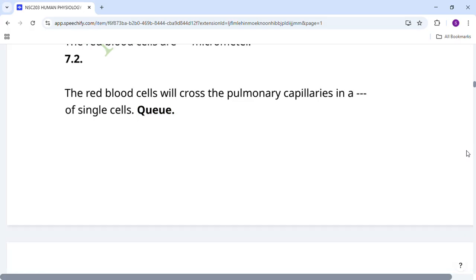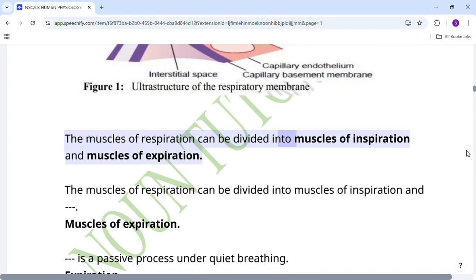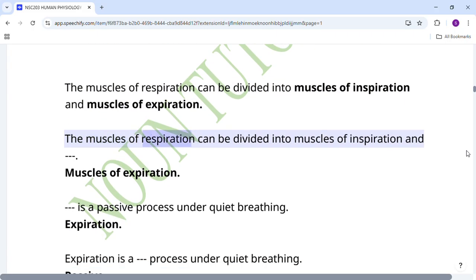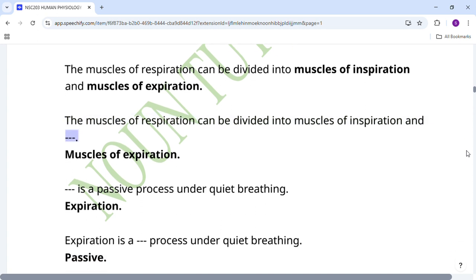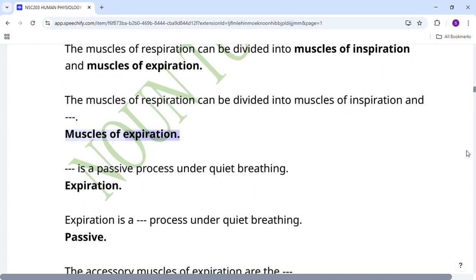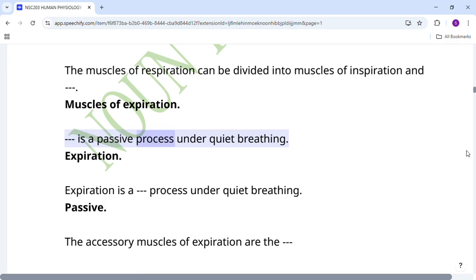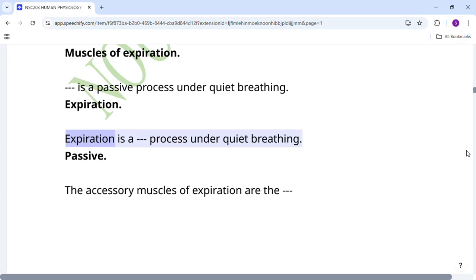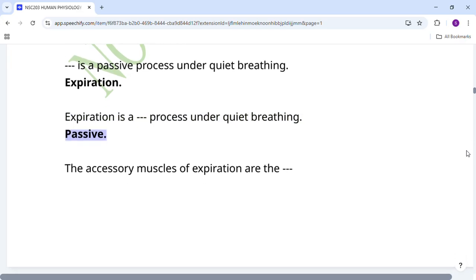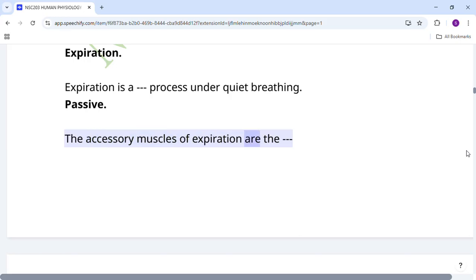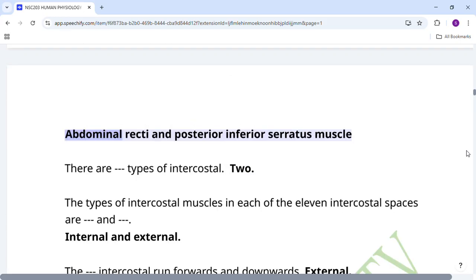The muscles of respiration can be divided into muscles of inspiration and muscles of expiration. Expiration is a passive process under quiet breathing. The accessory muscles of expiration are the abdominal recti and posterior inferior serratus muscle.